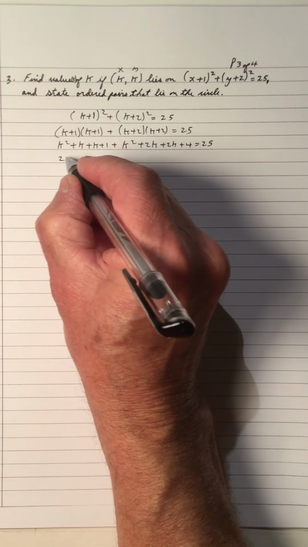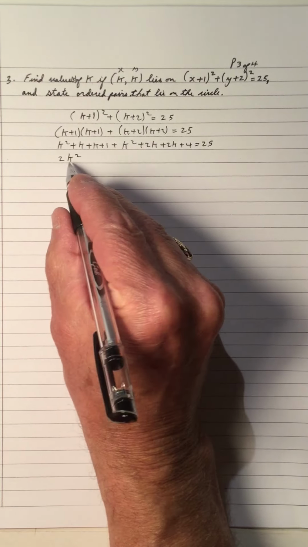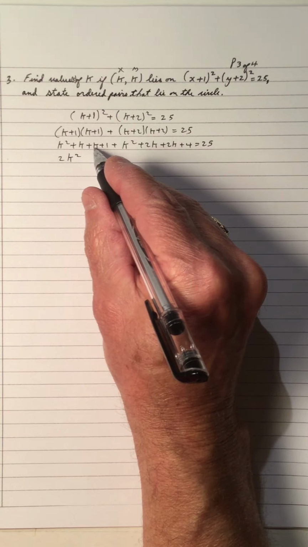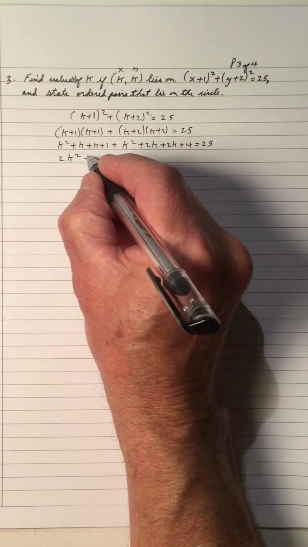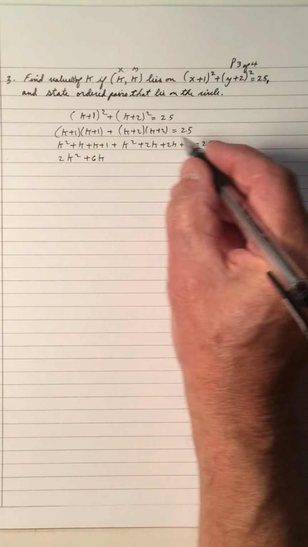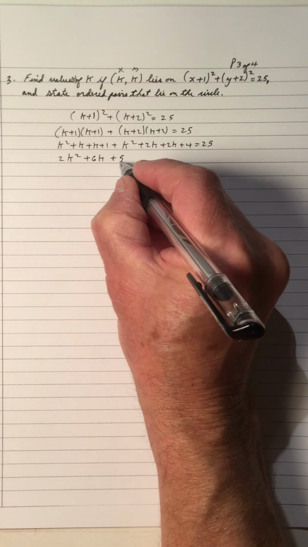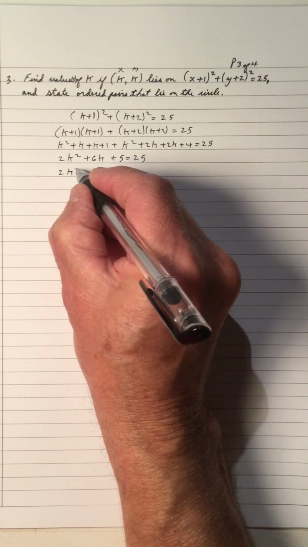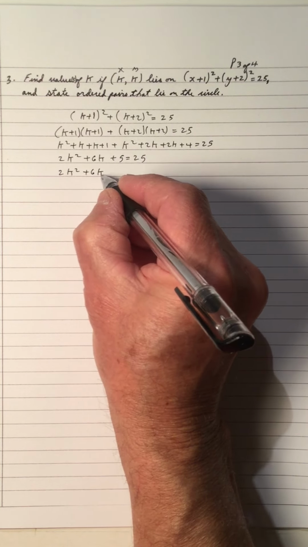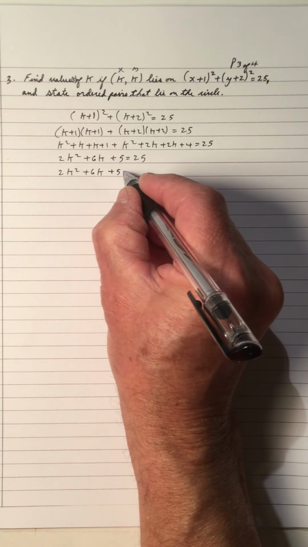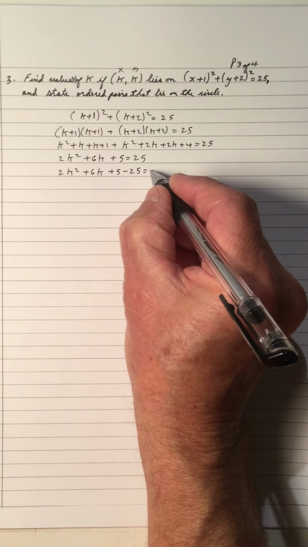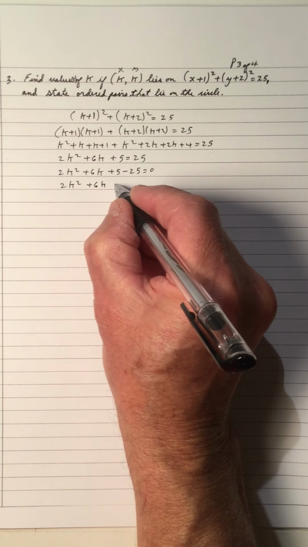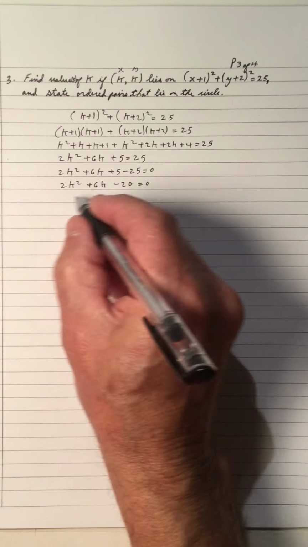So we got 2k squared, k, 1, that's a 1, 1, 2, 2, so that's a 6k. 1 plus 4 is 5. And 2k² is a quadratic, so I will move the 25 to the left to make it negative. So I get 2k² + 6k − 20 = 0.